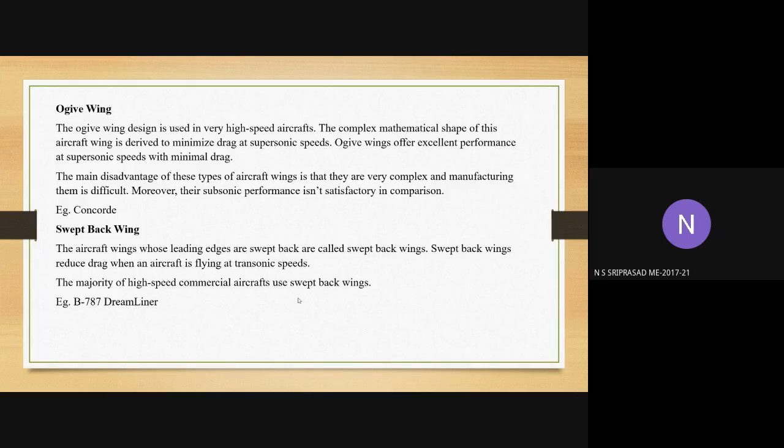The ogive wings reduce the amount of drag when the plane is going at supersonic speeds. But the main disadvantage of these types of wings is that they are very complex, and manufacturing them is very difficult. And when they move at speeds less than the speed of sound, they don't perform that well. The example for this type of wing is the Concorde. Then we have the swept back wing. This is the most common kind of wing that you see. This is when the leading edge is swept back, like all your commercial planes have a swept back wing. I will show you that also.